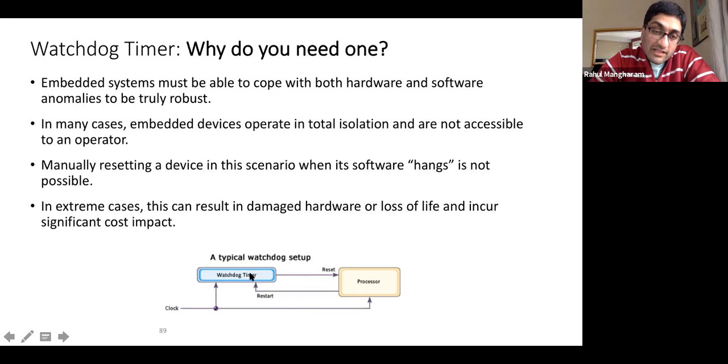So essentially this timer is there. Before it times out, we need to basically go and restart the timer. If we don't restart the timer because we are stuck in the processor in some kind of place in the code, and then this timer times out, then it comes and restarts the processor over here.